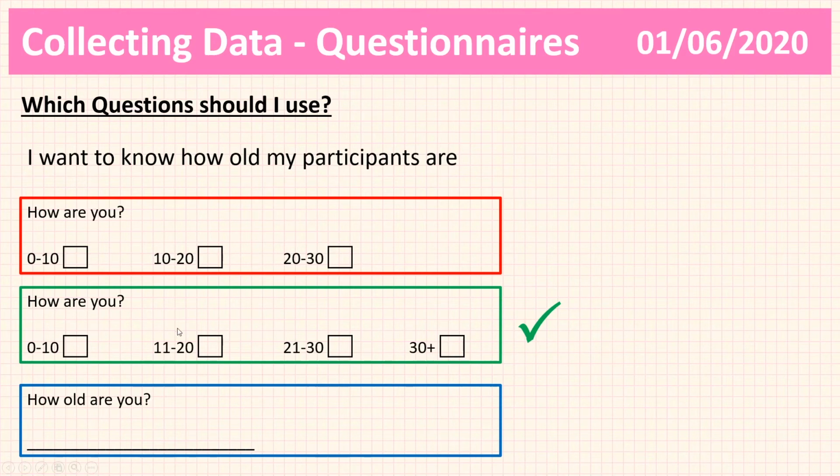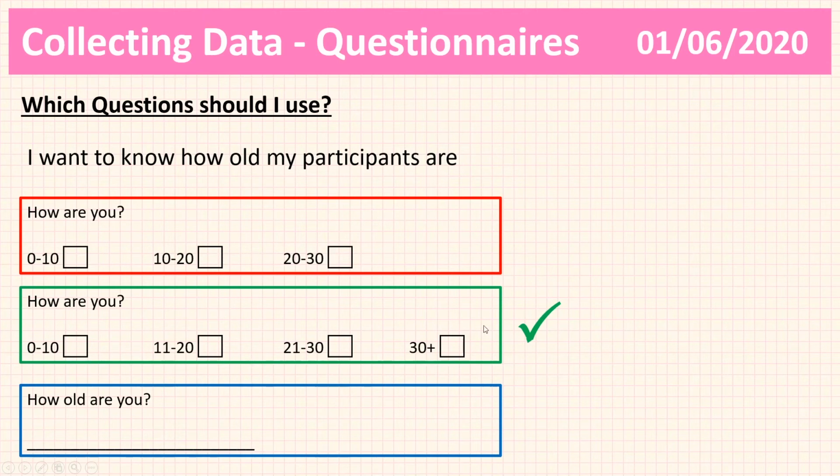Now, the red question and the green question, both are grouped into boxes. However, if you're 10 years old and you're answering the red question, which box do you tick? 0 to 10 or 10 to 20? Well, you wouldn't know which one to pick, which would cause confusion. And that's because there is an overlap between each of the options. And we need to ensure that there isn't an overlap.